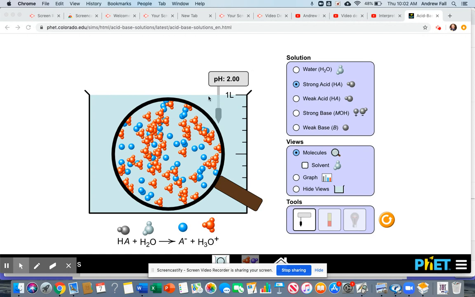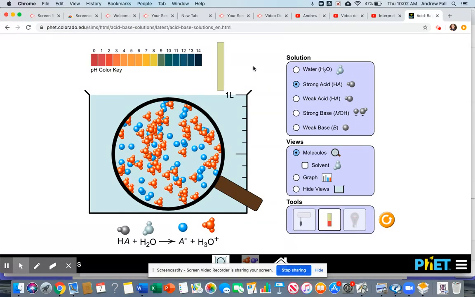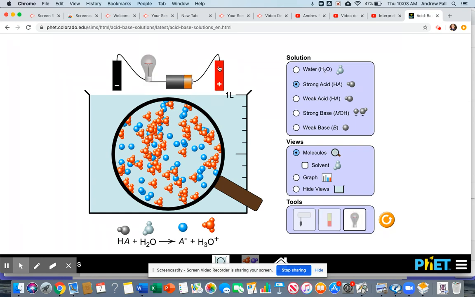Acids we know have a low pH, so below 7 is an acidic pH, and we know that we can use litmus paper to test how acidic or basic something is, or pH paper, and in general acids will turn the paper red. Acid, red. Acids, like bases, will also conduct electricity.